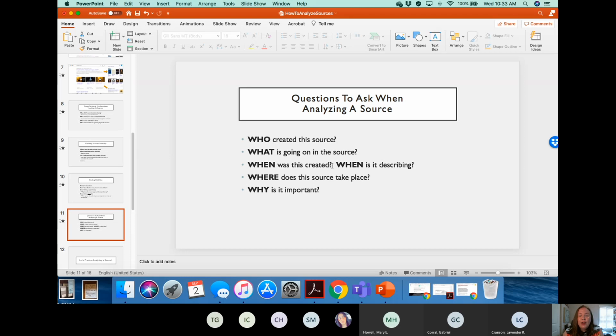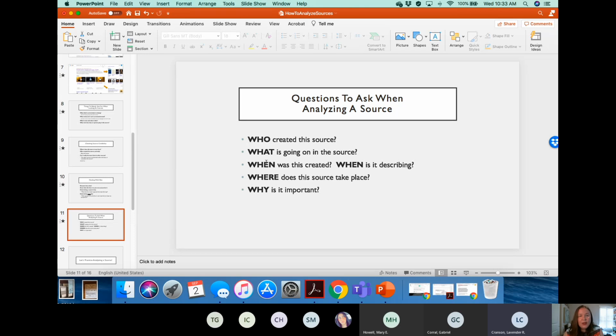When was this source created? Why is that an important one? Anybody want to take a stab at that? Why is when one of the most important questions? Lavender. That way you can consider whether it's a primary or secondary source, so you know how credible the source is for that.